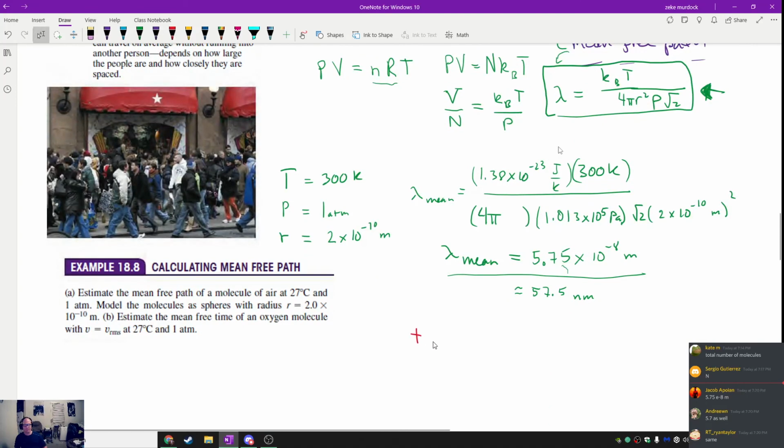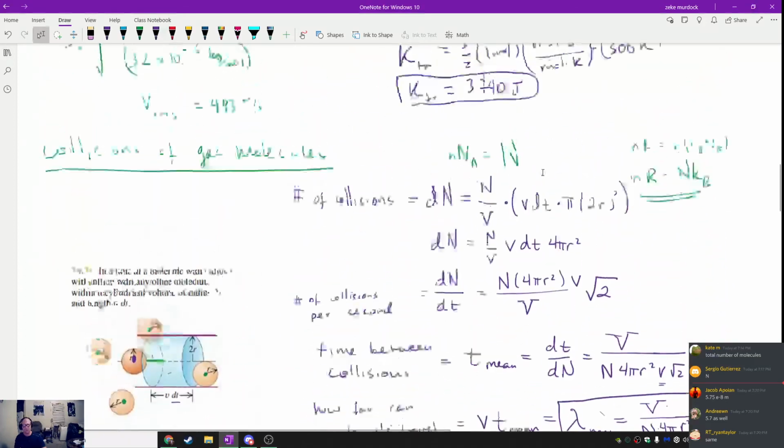So the mean free time multiplied by the velocity is equal to lambda mean, which means that the mean free time in this case should be equal to lambda mean, which we calculated to be 5.75 times 10 to the minus 8 meters, divided by the velocity. In this case, we're going to use RMS velocity. We already calculated the RMS velocity of an oxygen molecule at 27 degrees Celsius in the previous problem, and it was 483 meters per second. Right here.